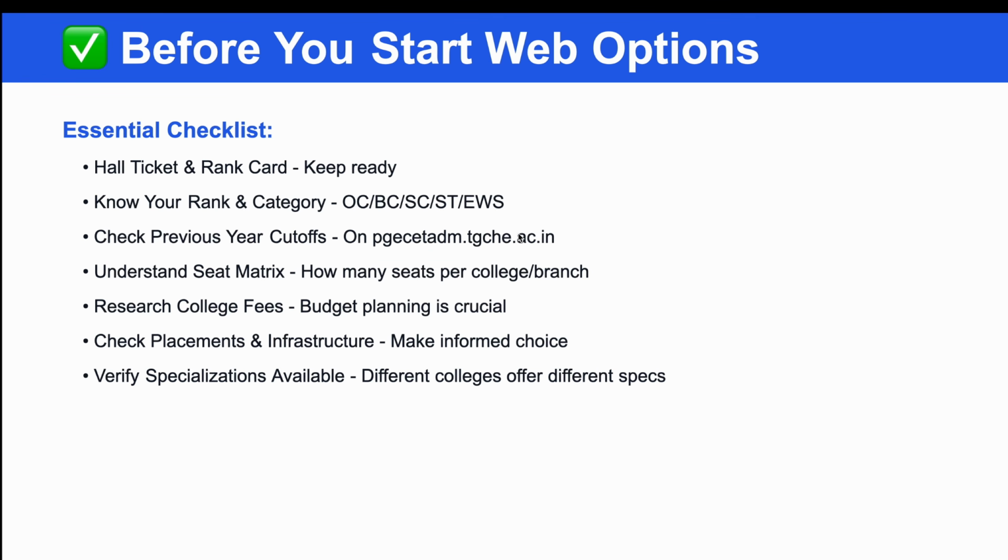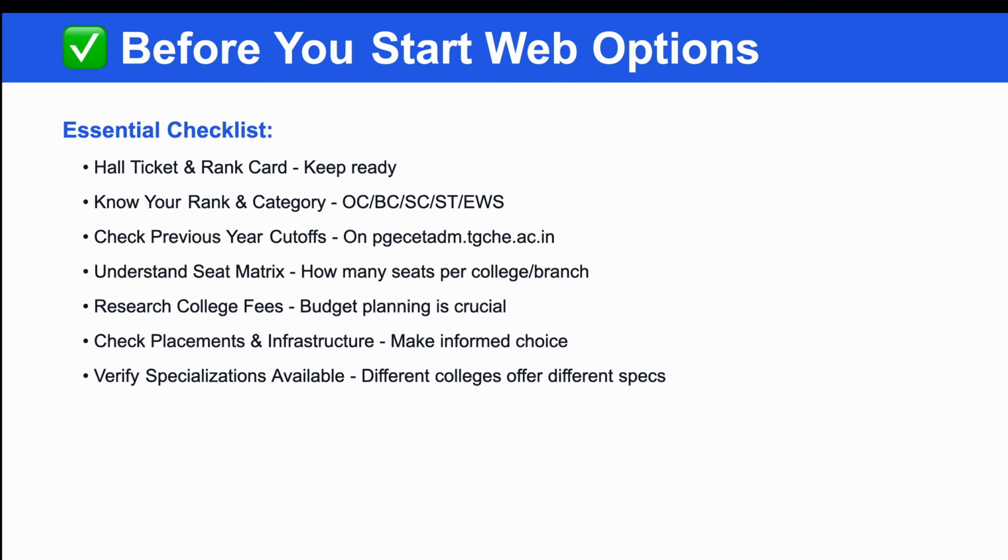And before you start your Web Options, there are some important things in your checklist, that is your hall ticket and rank card. You should keep those ready, because you need to cross check whether you are entering the Web Options in the correct account or not. And then know your rank and category. There are different types of categories. It may be OC, BC, SC, ST, EWS and so on.